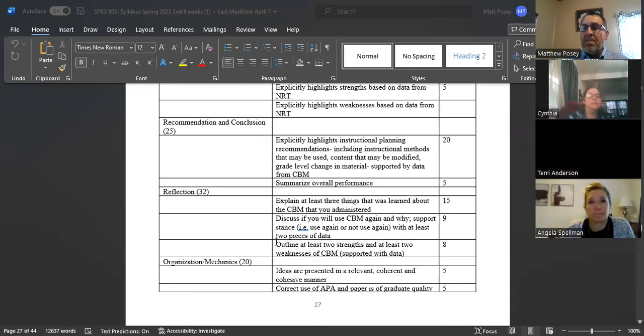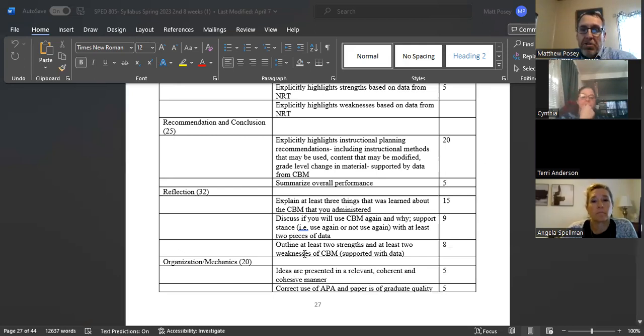New section. So you have the probe and intervention section. The second new one on this report compared to the others is the reflection. Here we're asking you to explain at least 3 things that you learned about administering the CBM from this assignment. So explain and share about 3 things that you learned. Also discuss if you would use the CBM again and why, and support your stance with at least a couple pieces of data. You may have decided that you don't want to use it, and just explain that, whether you would or would not.